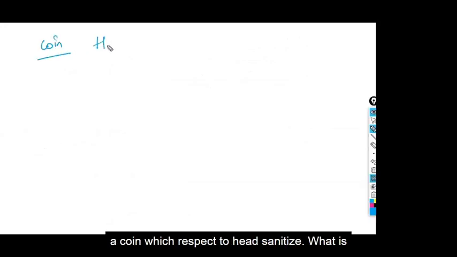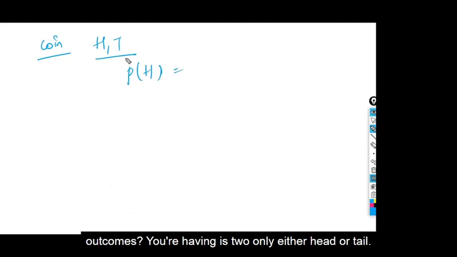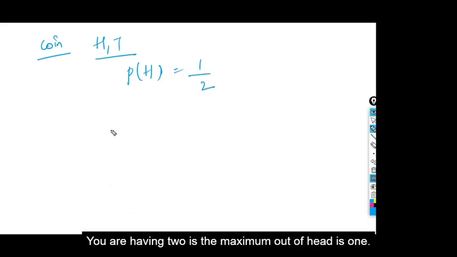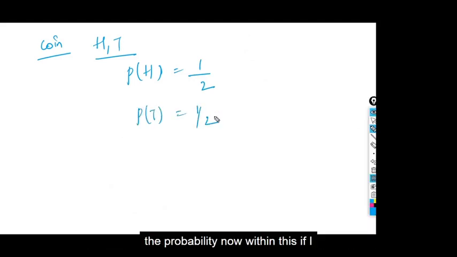Now, consider a toss: you are taking a coin and tossing it, with heads and tails. What is the probability of heads? The total number of outcomes is 2 only, either head or tail. Out of them, head is 1, and similarly tail is 1. This is the basic example in probability.